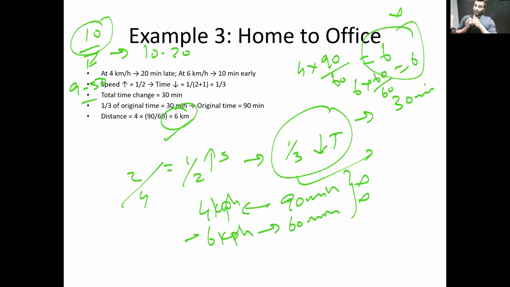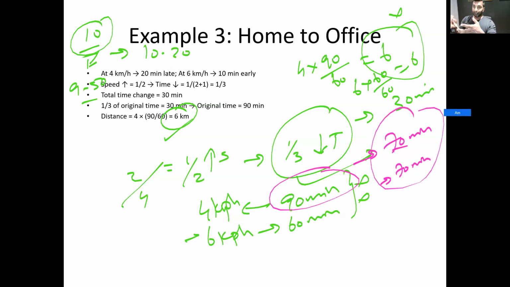So he is 10 minutes early. How much time can he take so that he will reach without being late or early? Guys, if he's taking 90 minutes in the first case, he's 20 late. That means he can take 70 minutes so that he'll reach the office in time. Or in the second case, when he's taking 60 minutes, he's 10 early. That means again, he can take 70 minutes. So 70 minutes is what he can take so that he will reach the office without being late or early.